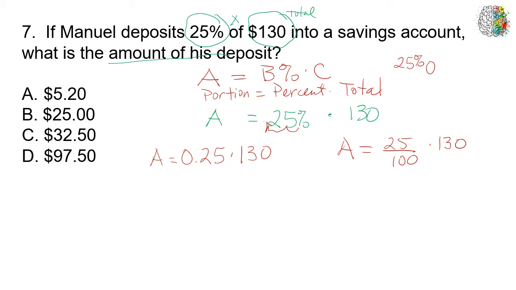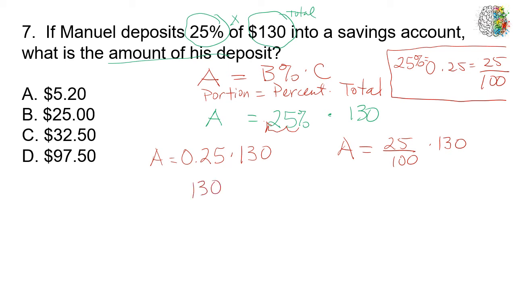Now if you remember that 25% equals 0.25 as a decimal equals 25 over 100. These are all equivalent statements, and it's important that you know how to convert back and forth between percentages, decimals, and fractions. So let's go ahead and do this multiplication by decimals.